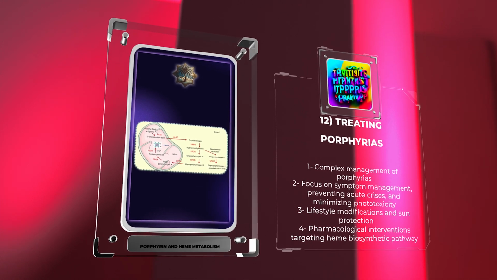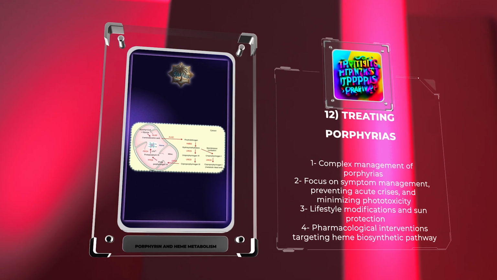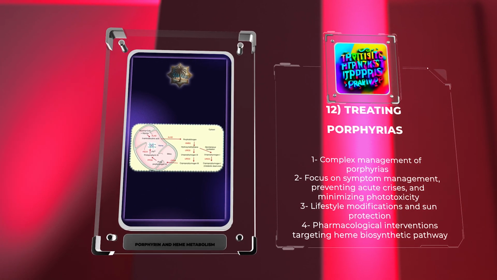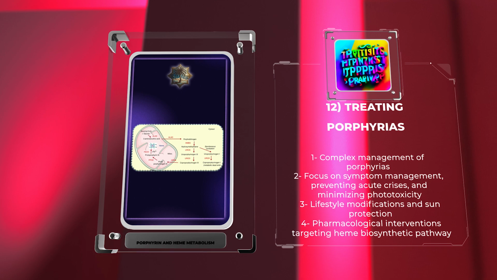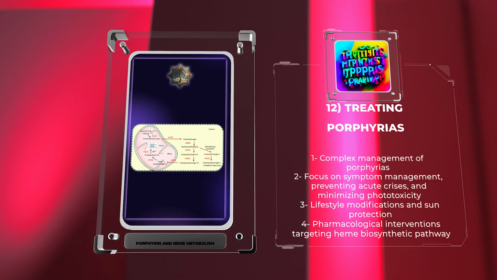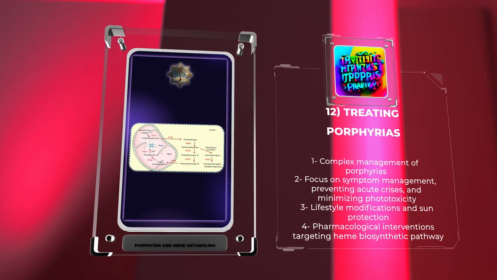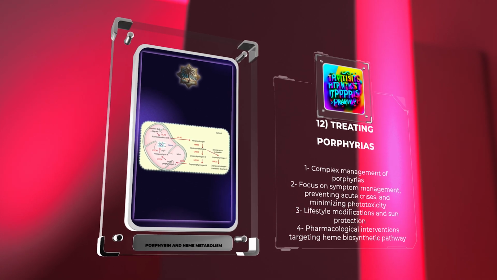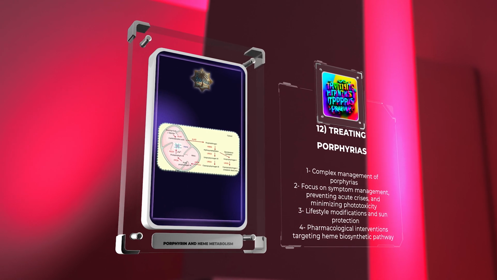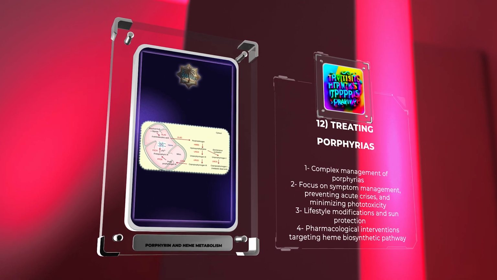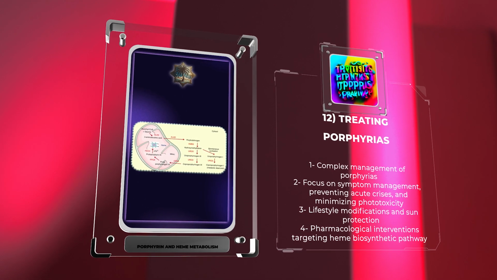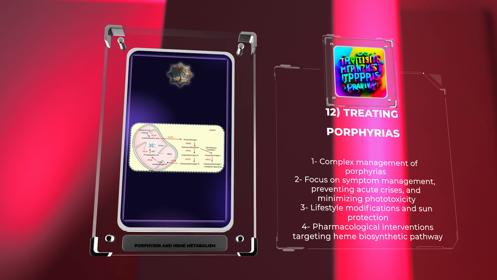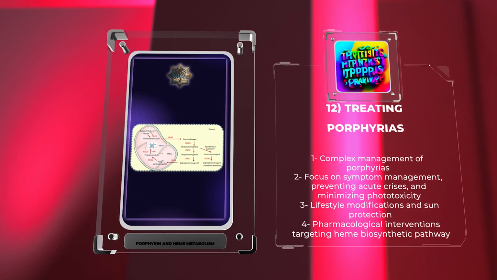The management of porphyrias presents a complex challenge due to the diverse spectrum of these rare disorders. Treatment strategies primarily focus on symptom management, preventing acute crises, and minimizing phototoxicity. Therapeutic options range from lifestyle modifications, such as sun protection and avoidance of triggering factors, to pharmacological interventions targeting specific steps of the heme biosynthetic pathway. A multidisciplinary approach involving dermatologists, geneticists, and other specialists is crucial to provide optimal care for individuals with porphyrias.